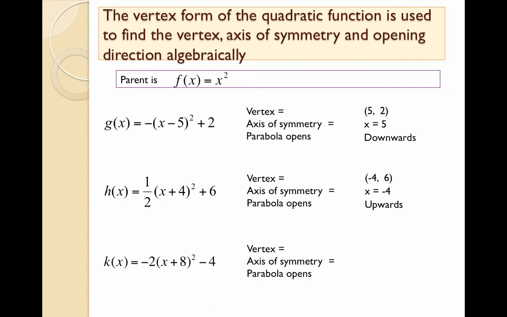Last one, k of x. Our vertex is going to shift to the left by 8 units, -8, and it's going to shift down by 4 units, so our new vertex is at -8, -4, which gives us an axis of symmetry of x is equal to -8, and because our a coefficient is negative, it's a -2, our parabola is going to open downwards.